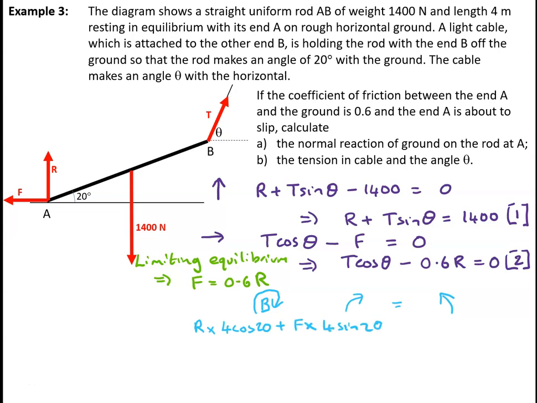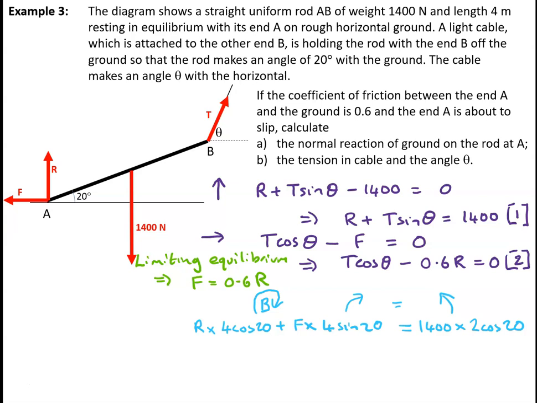And then for the anti-clockwise moment, well, the anti-clockwise moment is produced by the 1400 newtons, which is trying to turn the rod anti-clockwise about the point B. And the line of action of the 1400 newtons is a distance which is half of the horizontal distance from A to B, so that is going to be 2 times cos 20. So the anti-clockwise moment is going to be 1400 times 2 cos 20.